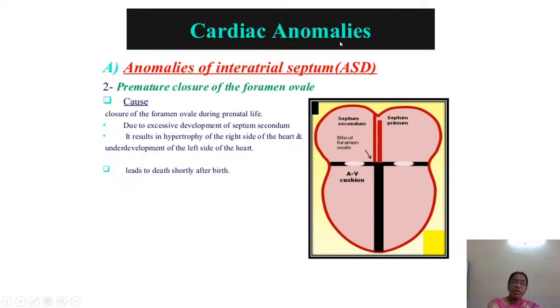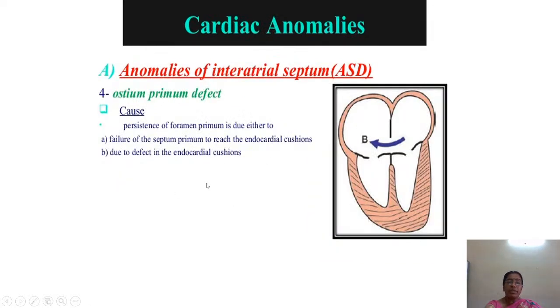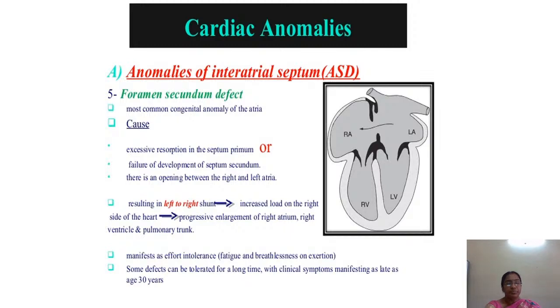Normally the foramen ovale should close in prenatal life. Due to excessive development of the septum secundum, it results in hypertrophy of the right side of the heart. The right side of the heart becomes enlarged and leads to death shortly. Occasionally this might happen, but it leads to death very shortly.